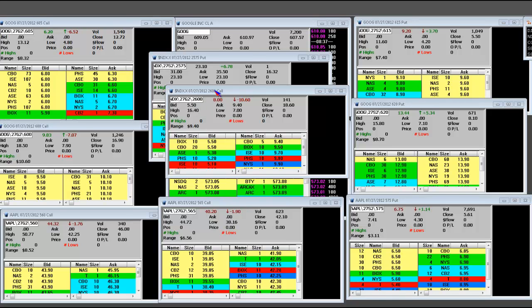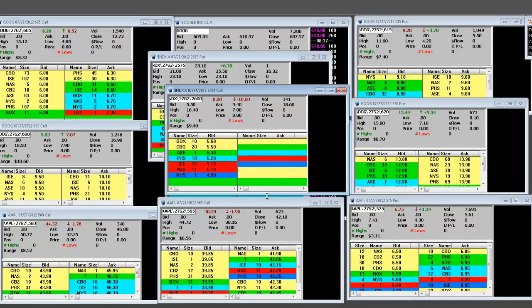NASDAQ 100 calls that were marked down from $16.40 on the high to $7, with the last bid and ask at $5.50 by $9.40, but the last print was at $8, and there's our markdown. Now, we'll be watching our $2,600 call, as the markdown was minus 10.60. What value does it get on the opening bell gap in the NASDAQ 100 futures?